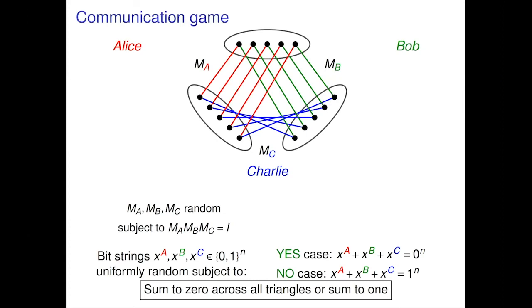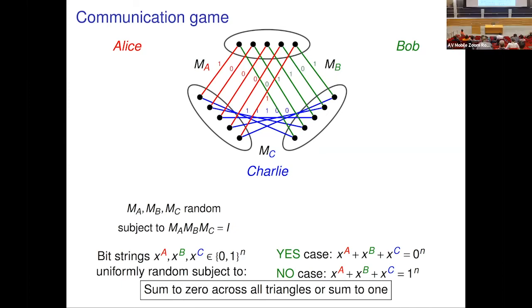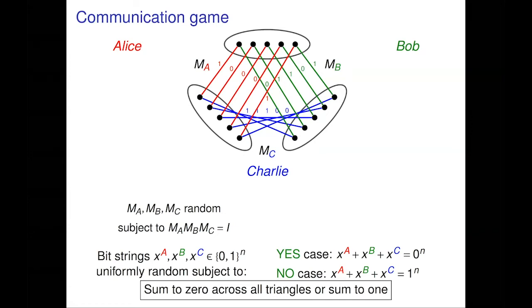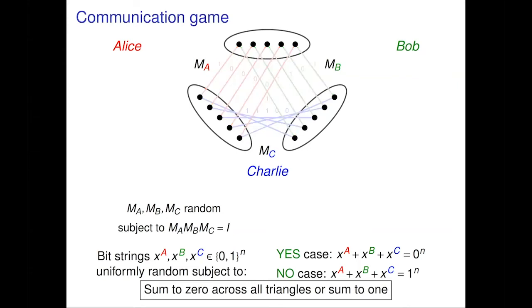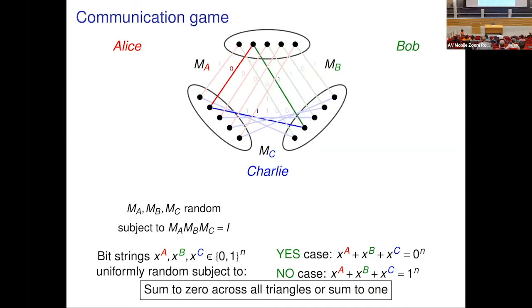Good. Then the edges of the input graph come equipped with bits. So these are, again, random bits. Here they are shown on the slide. We call them XA, XB, and XC. They are uniformly random, subject to the following constraints. In the yes case, they add up to 0 across all the triangles, and in the no case, they add up to 1 across all the triangles. Okay, so for example, this game is in the yes case.